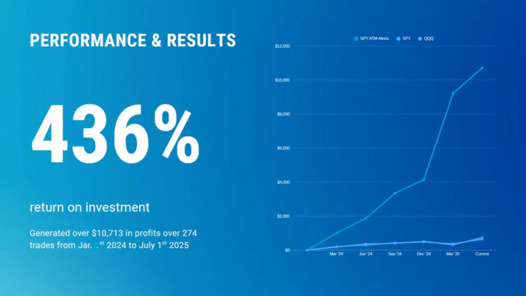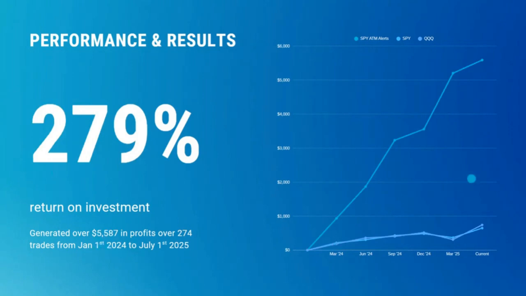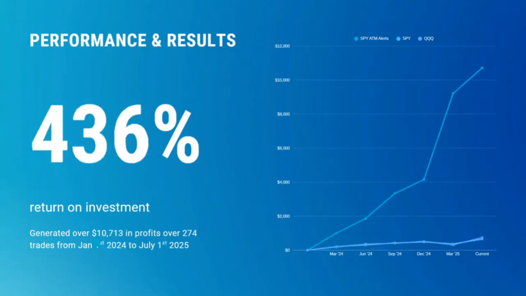And this has generated almost $10,713 in profits, which again, the other system was $5,500. So this is almost double if you compound and scale up as you go. And that's a 436% ROI. And again, we give you the suggested contract sizes for different account tiers in every alert to help you scale responsibly.